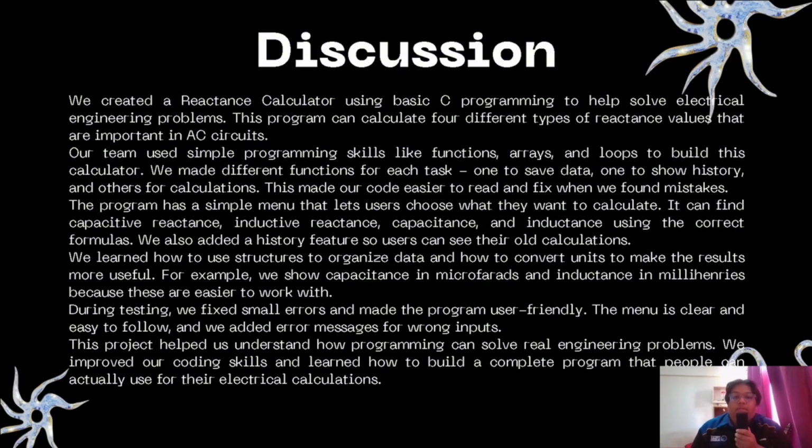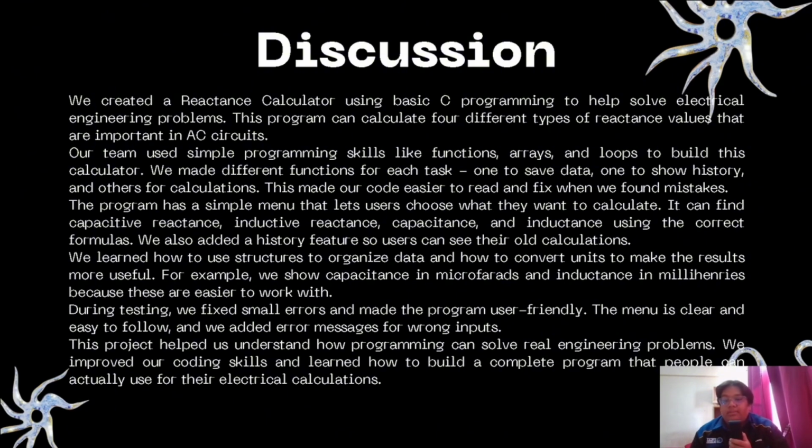Okay, and then we go to the next part, which is the discussion. We create a reactance calculator using basic C programming to help solve electrical engineering problems. This program can calculate 4 different types of reactance values that are important in AC circuits. Our team used simple programming skills like function, arrays, and loop to build this calculator. We made different functions for each task, one to save data, one to show history, and others for the calculations. This made our code easier to read and fix when we found mistakes.